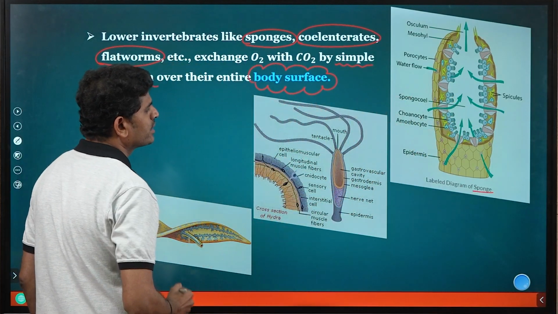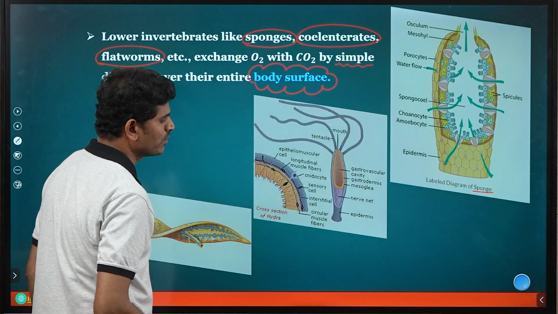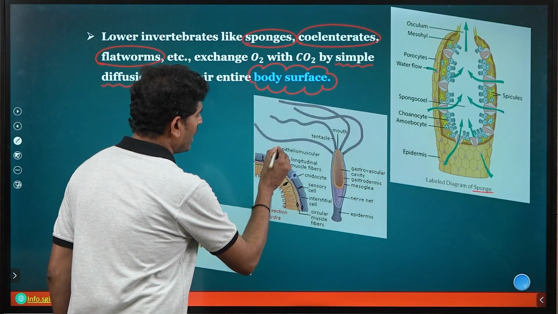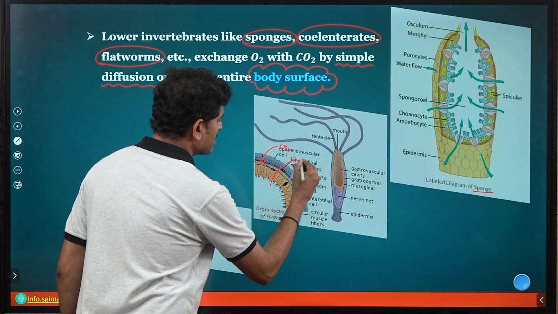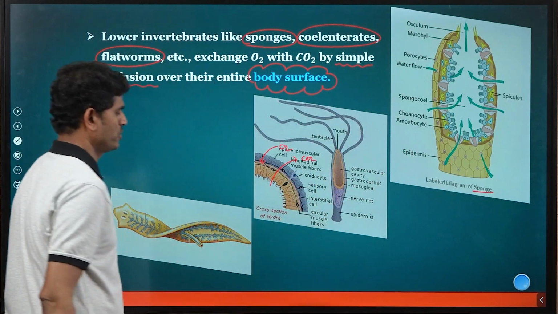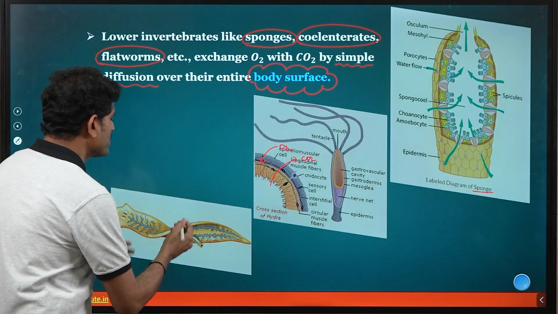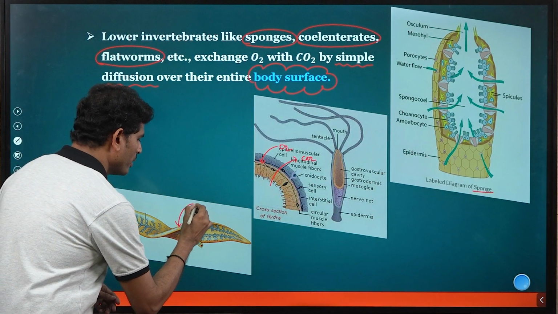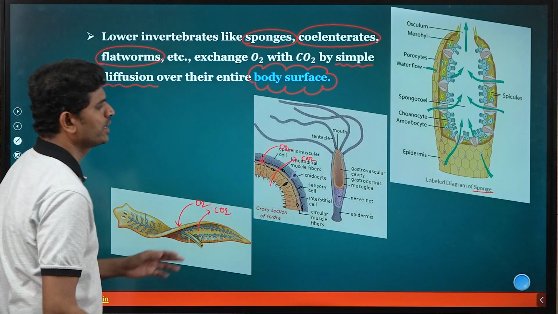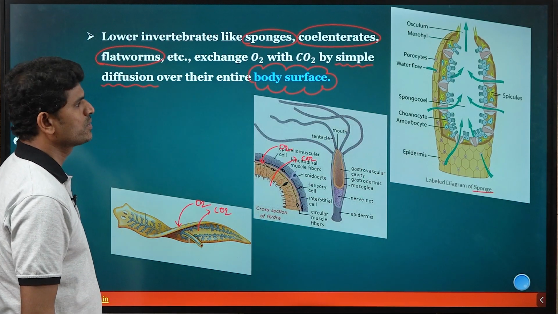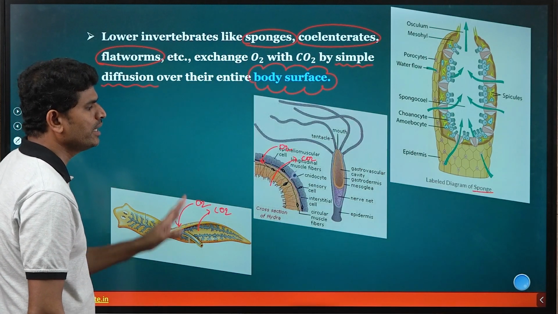And the second one is Hydra. Through the body surface, exchange of gases takes place from the aquatic surroundings: oxygen comes in, and carbon dioxide from the cells is exchanged. Next, this is a free-living flatworm, Dugesia. This also takes O2 from the surrounding environment and gives out CO2. So this is the body surface. We have to remember that in these phyla, body surface only acts like a respiratory organ.